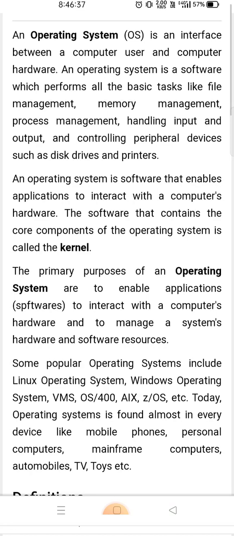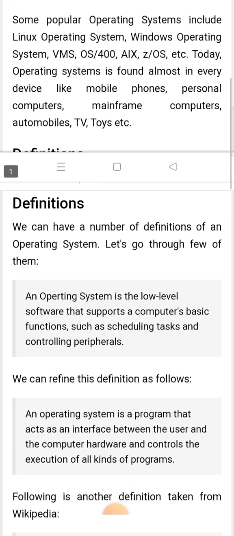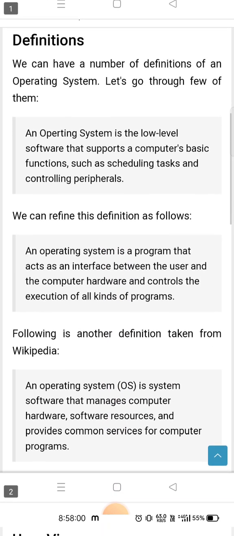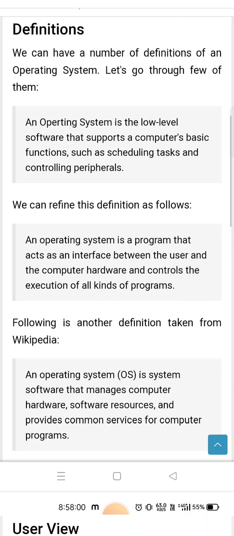So we now know which operating systems are popular and where we are using them. We will go through some of the definitions of an operating system. We have a number of definitions; let's go through a few of them. An operating system is the low level software that supports a computer's basic functions such as scheduling tasks and controlling peripherals.